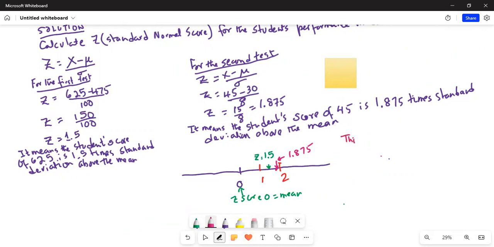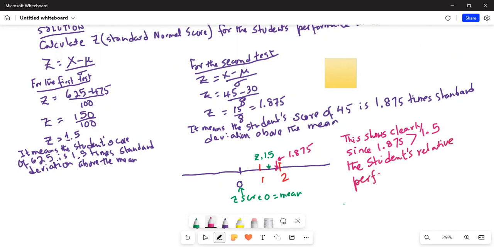So this shows clearly, since 1.875 is greater than 1.5, the student's relative performance with respect to the mean and the standard deviation was better in the second test, because his z-score of 1.875 is greater than the z-score in the first test, which was 1.5.